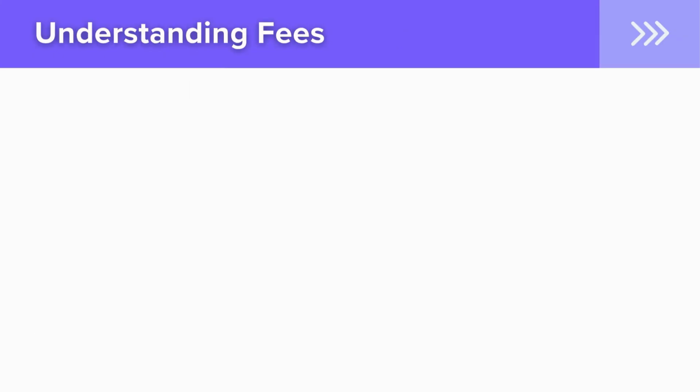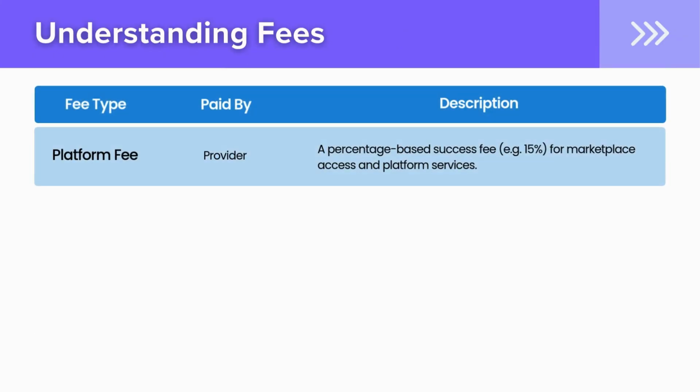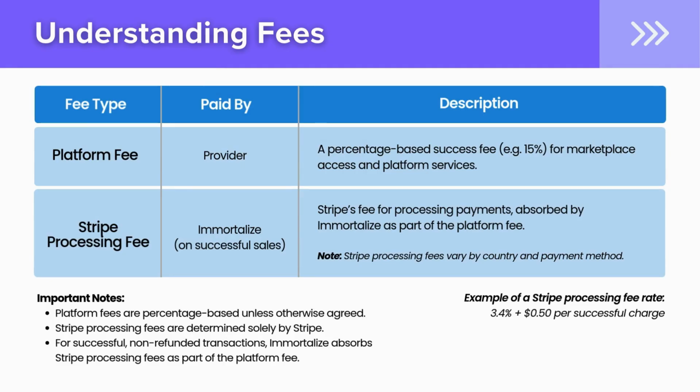So there are two types of fees for providers, the platform fee and the Stripe processing fee. Platform fee is a percentage-based success fee paid by the provider for marketplace access and platform services. Stripe processing fee is what Stripe charges to handle transactions. For successful non-refunded transactions, Immortalize absorbs the Stripe processing fee as part of the platform fee. Note that Stripe sets their own rates, which vary by country and payment method.